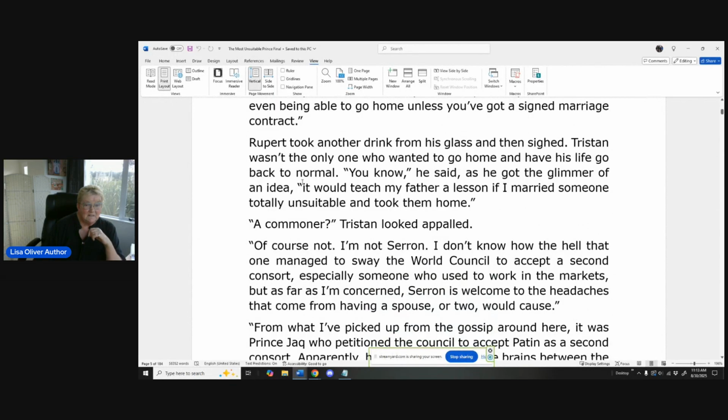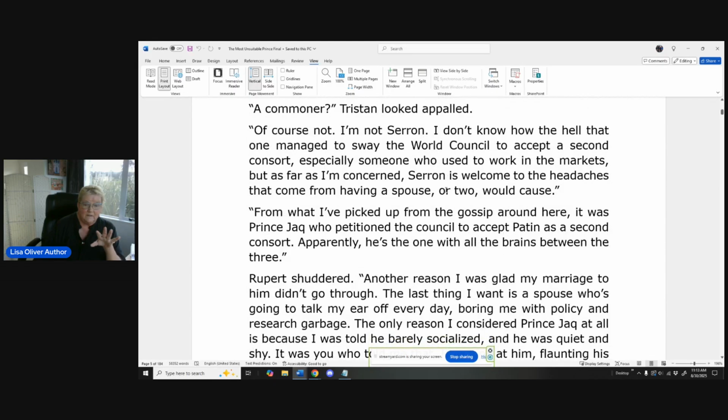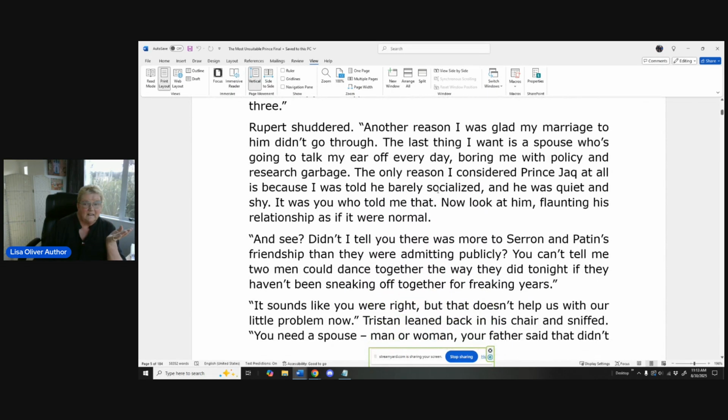And then Rupert decides it would teach my father a lesson if I married somebody totally unsuitable and took them home. And Tristan thinks he's talking about a commoner. And no, that's not what it is. But Rupert's saying the last thing I want is a spouse who's going to talk my ear off every day, boring me with policy and research garbage. The only reason I considered Prince Jacques at all was because I was told he was barely socialized and quiet and shy. And it was you that told me that.